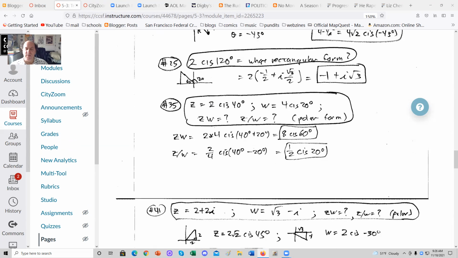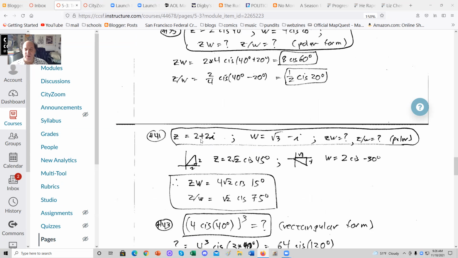Here we have two complex numbers, z equals 2 cis 40 and w equals 4 cis 20. Ask for what's their product, what's their ratio, keep it in polar form. ZW, you multiply the lengths, 2 times 4. Cis of, you add the angles, 40 plus 20, and you get 8 cis 60 degrees. Now I could expand it into rectangular form. Let's leave that for now. Z over W, the length is 2 divided by 4. Cis of the angle is 40 minus 20. So you get 1/2 cis 20. I don't know a particular form for this, so we'll keep it in polar form.